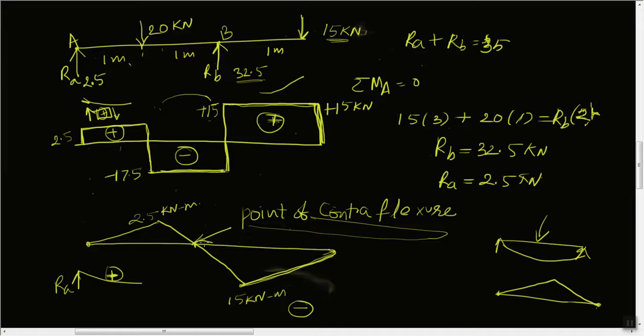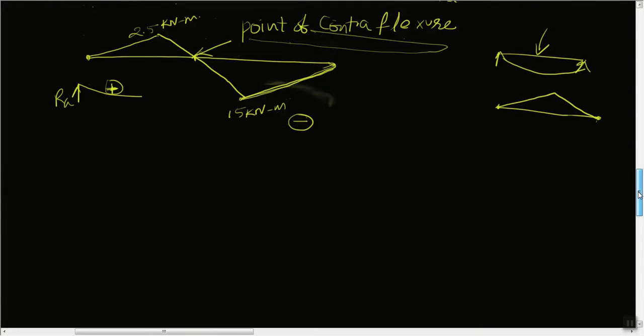Generally we get points of contraflexure in overhung beams like this. In a general simply supported beam, we will not get a point of contraflexure, that is, crossing in the beam. Okay, and our next challenge is to find the distance of this point of contraflexure. Let us say this distance is x.